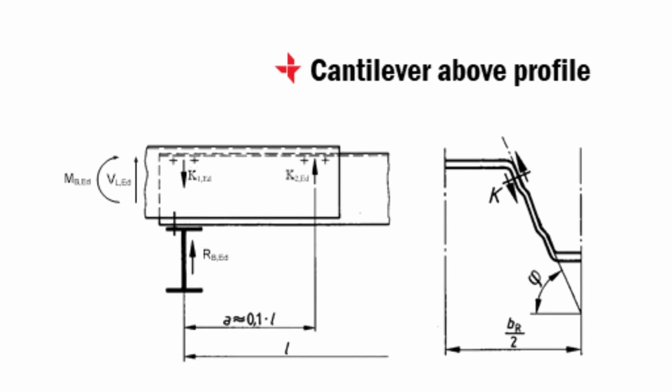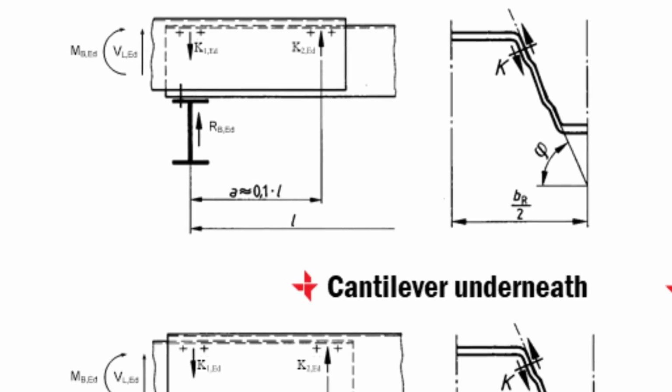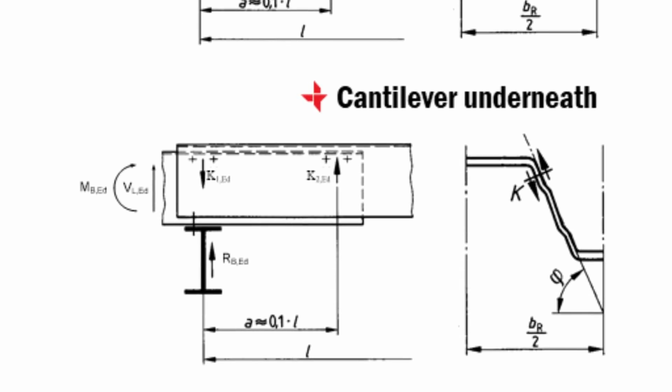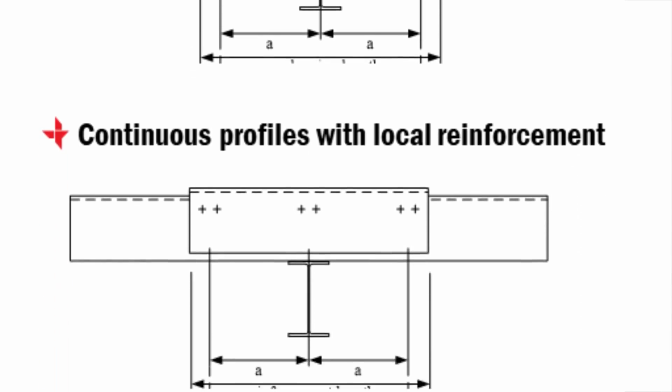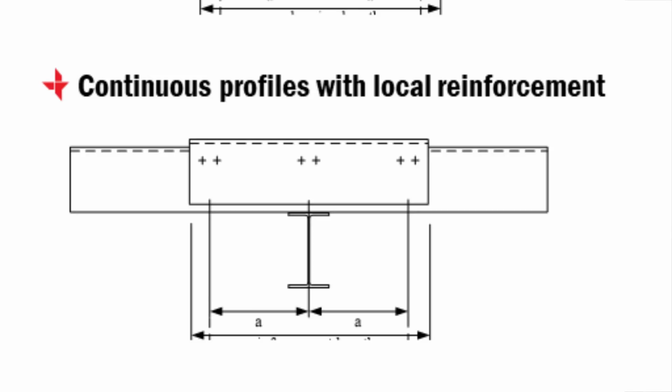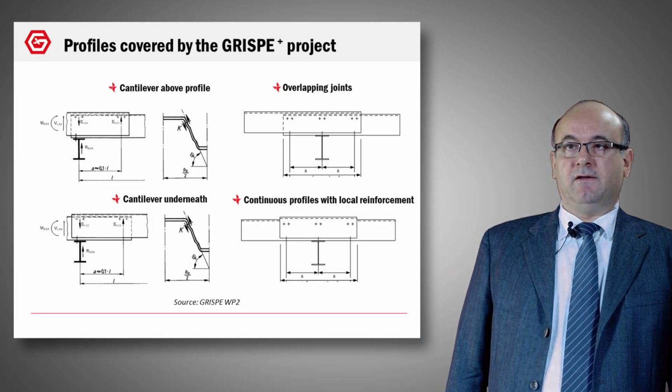In the first, the cantilever above, you can see that the profile on the left is above the profile on the right. For the cantilever underneath, you can see that the profile on the left is under the profile on the right. We have another type, the overlapping joints. In this case, the overlapping is symmetric. You can see a vertical axis in front of the central support. And finally, we have a continuous profile with local reinforcements. So a piece of metal is added to reinforce the structure and the sheeting on the support. So 4 types of profile, 4 types of assemblies.